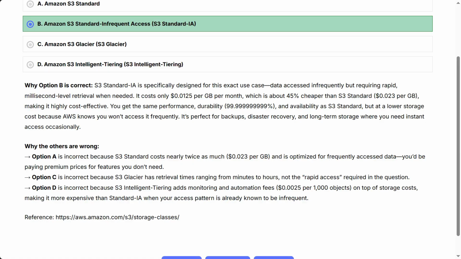Option C is incorrect because S3 Glacier has retrieval times ranging from minutes to hours, not the rapid access required in the question. Option D is incorrect because S3 Intelligent-Tiering adds monitoring and automation fees, $0.0025 per 1,000 objects, on top of storage costs, making it more expensive than Standard-IA when your access pattern is already known to be infrequent.